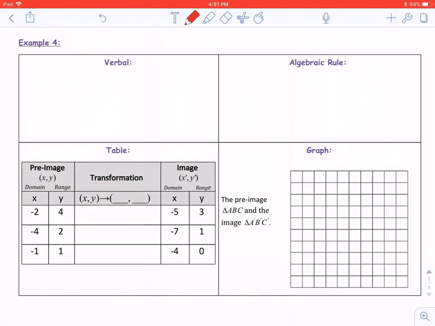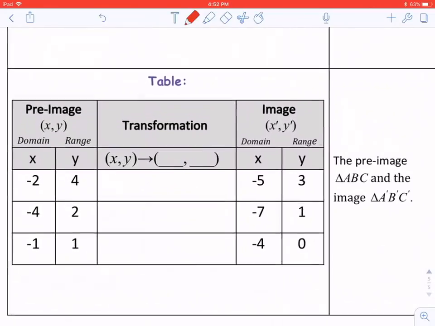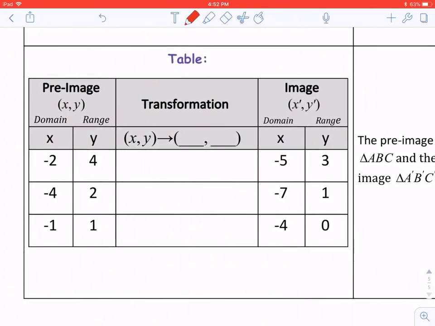Let's take a look at example 4. So you can tell from this example that we are given the table of values to help us get started. So let's just focus on the table for a minute. We have -2, 4 for our pre-image first coordinate, and the image is -5, 3.